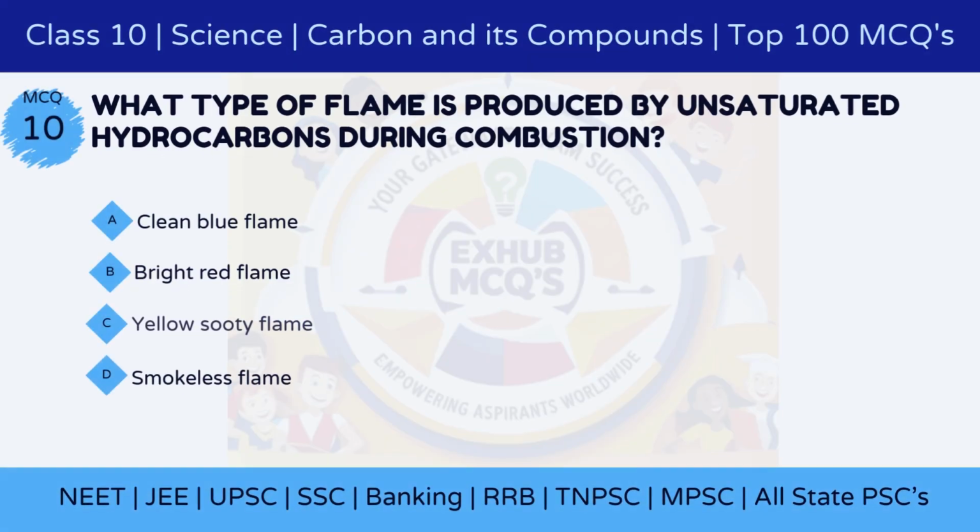MCQ 10. What type of flame is produced by unsaturated hydrocarbons during combustion? Option A, clean blue flame. Option B, bright red flame. Option C, yellow sooty flame. Option D, smokeless flame.